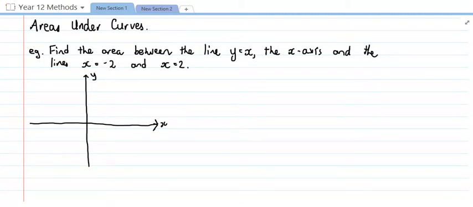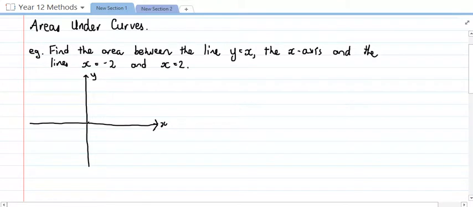So now moving on to areas under curves, which is really the application of the definite integral. And I'd like to revisit the question that we looked at in the last lot of videos on the definite integral. So find the area between the line y equals x, the x-axis, and the lines x equals -2 and x equals 2. So first thing I'm going to do in this case is draw the graph.